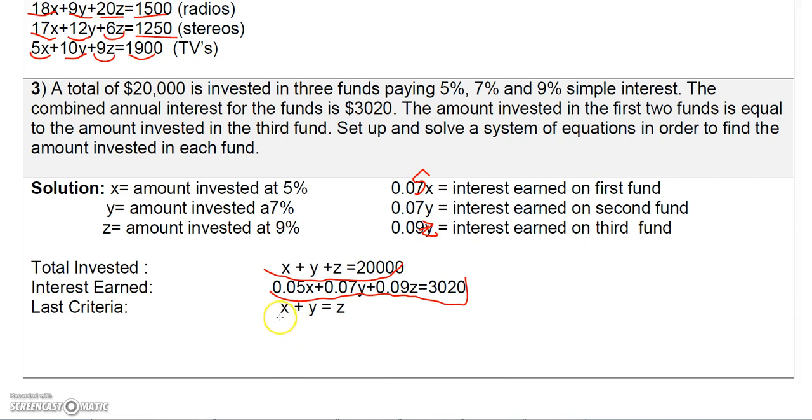And then you know that the sum of the first 2 funds must equal the same amount that you invested for the third fund. So that would mean that x plus y must equal z. Okay. So anyway, that's how you solve and set up systems of 3 variables and 3 unknowns. And that pretty much completes this chapter.